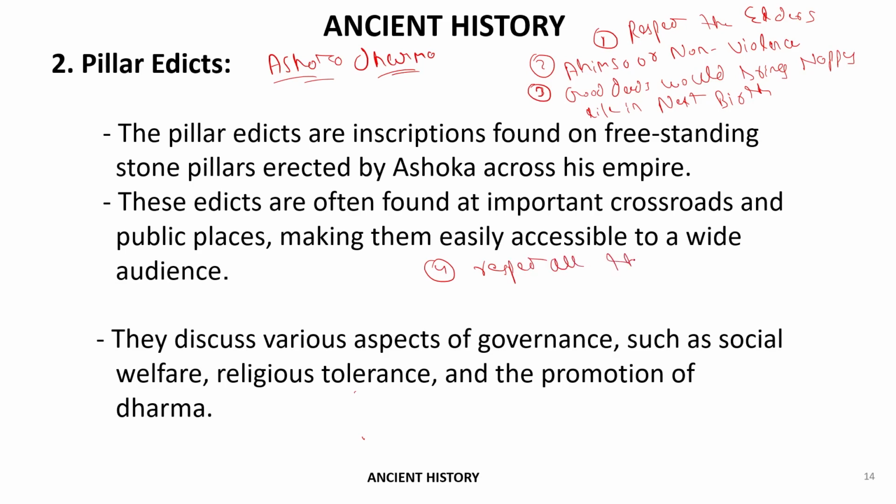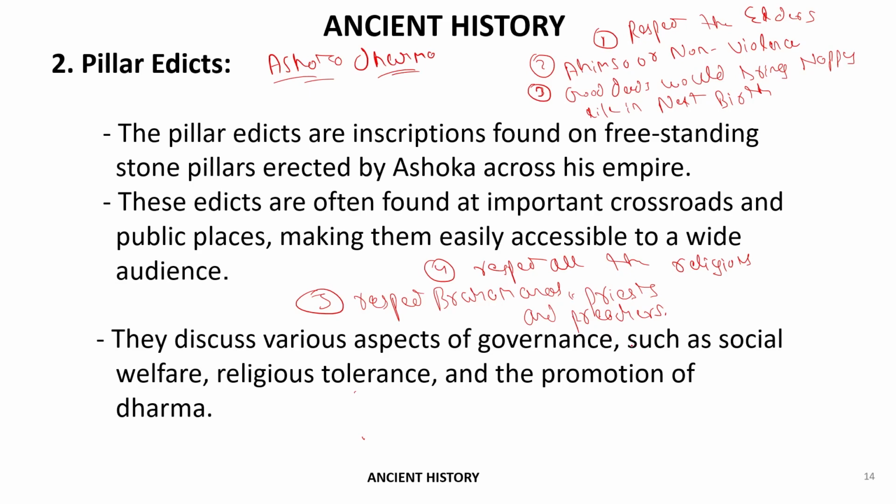The fourth point was respect all the religions. The fifth point was respect Brahmins, priests, and preachers. Okay, so these were the components of the Ashoka dharma.